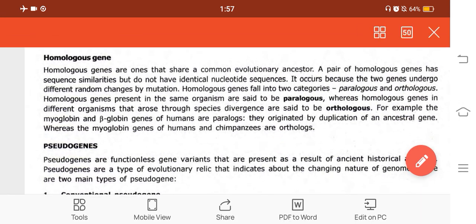homologous genes. Homologous genes are ones that share a common evolutionary ancestor. A pair of homologous genes have similar sequences but do not have identical nucleotide sequences. This occurs because the 2 genes undergo different random changes by mutation. Homologous genes fall into 2 categories, paralogs and orthologs. Homologous genes present in the same organism are said to be paralogs, whereas homologous genes in different organisms that arose through species divergence are said to be orthologous.